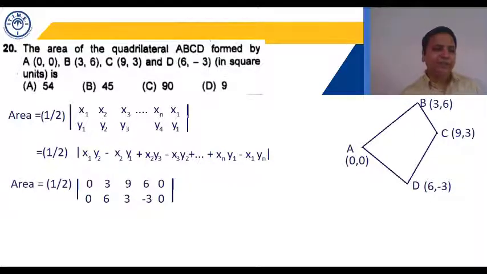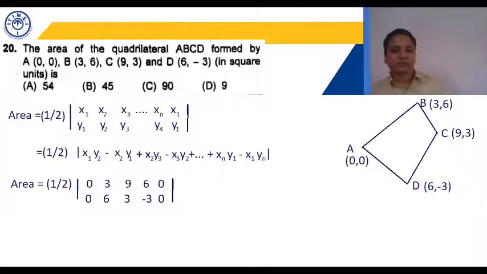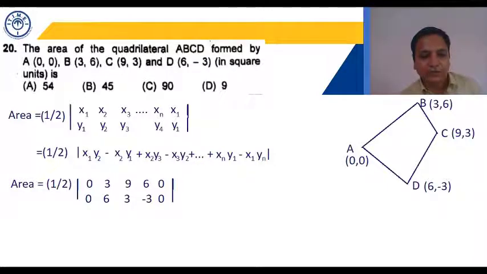Let's substitute in this expression and see what we get. Half. Now if ever the coordinate origin is given, take it as the first coordinate, because it will also repeat in the last coordinate, and when you multiply, two rows become 0. 2 columns become 0, so multiplication becomes easier. So we write 0,0; 3,6; 9,3; 6,-3 and then repeat the first. Had it been a pentagon, we would have written all the 5 vertices and then repeated the first vertex. Now we start solving this.